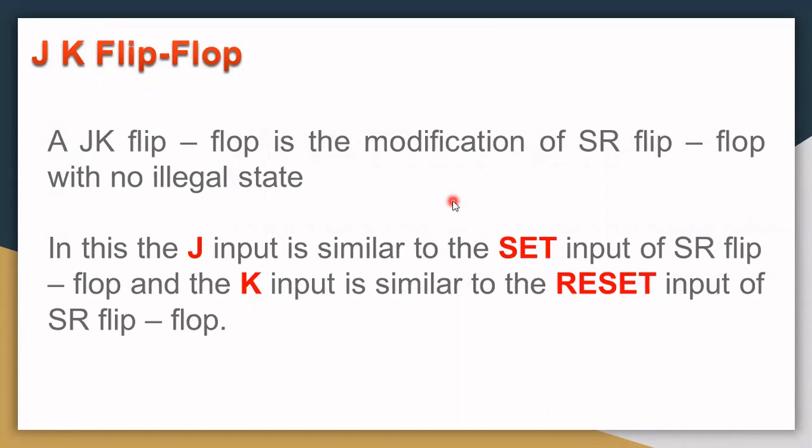We already studied SR flip-flop, in which we have two inputs S and R, S for set and R for reset. Same way, in JK flip-flop, we have two inputs J and K. J input is similar to the set input of SR flip-flop, and K input is similar to the reset input of SR flip-flop.